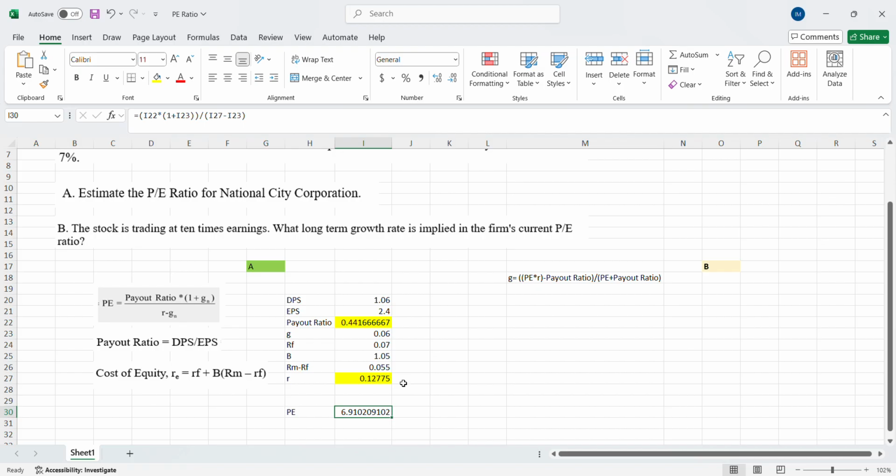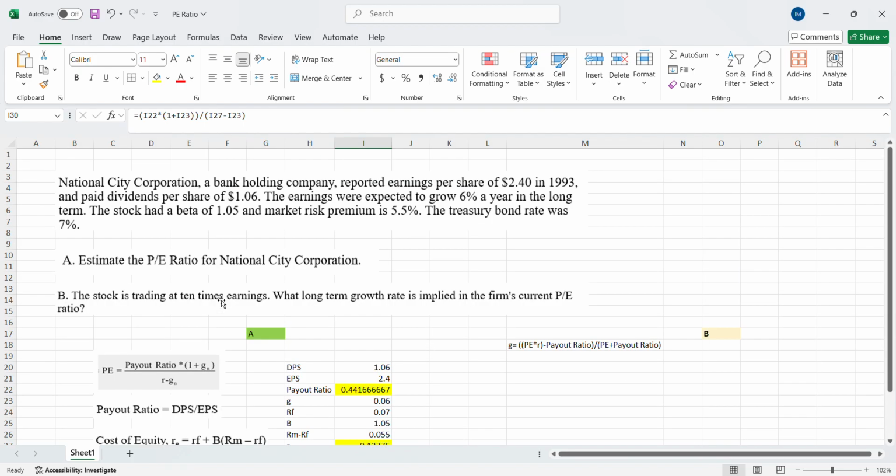Okay, now the second question: the stock is trading at 10 times earning. So you have price earning, 10, right? So your price earning ratio is 10. What long-term growth rate is implied in the firm's current price ratio? So now we have to calculate the growth rate.